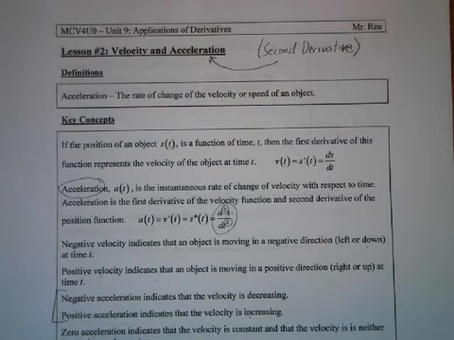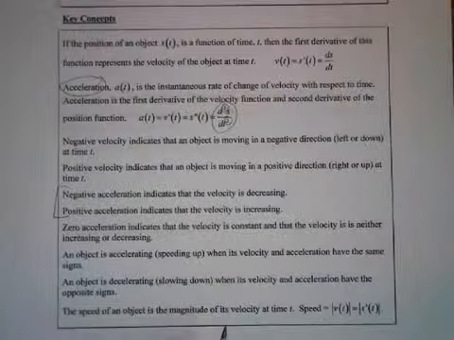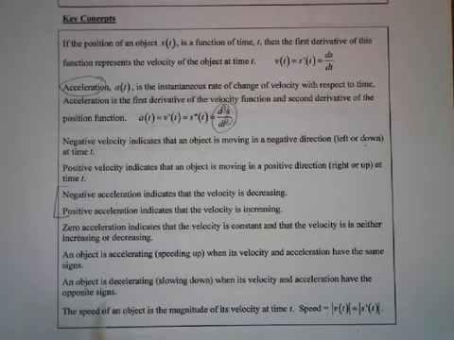An object is accelerating, speeding up, when its velocity and acceleration have the same signs. And an object is decelerating, slowing down, when the velocity and acceleration have the opposite signs. Okay, so if you look at this one here, the object is decelerating. Let me move this up. Object is decelerating, slowing down.